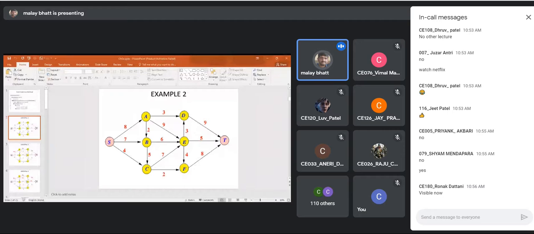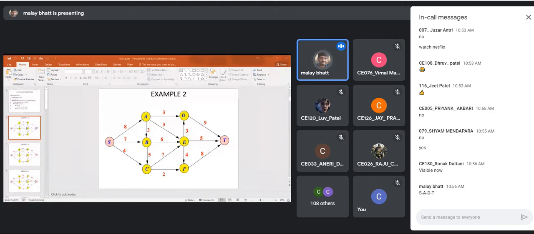Okay, so here we have this example. We have source node and the terminal node. And we can start from any edge, either S to A, S to B, or S to C. So here I will consider the first. I will consider S to A to D, and D to T.